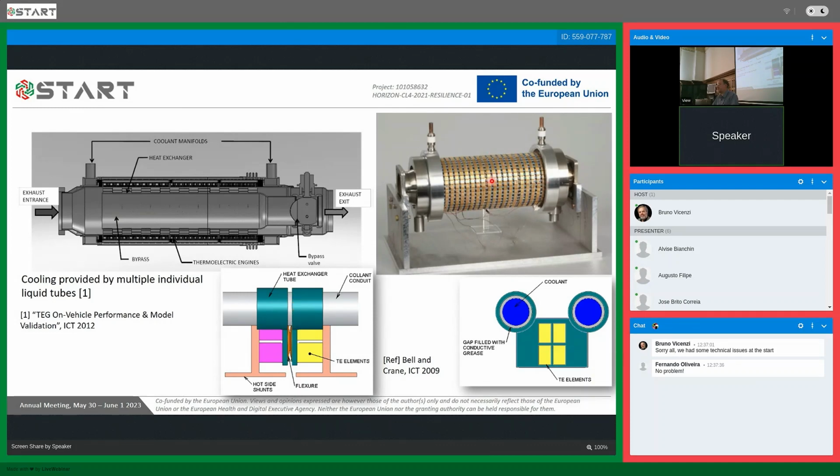This is another version of the cylindrical design that was built. And you can kind of see in this where the TE elements were, how they were lined up on a connector, and then the coolant went through the tubes on either side of that.